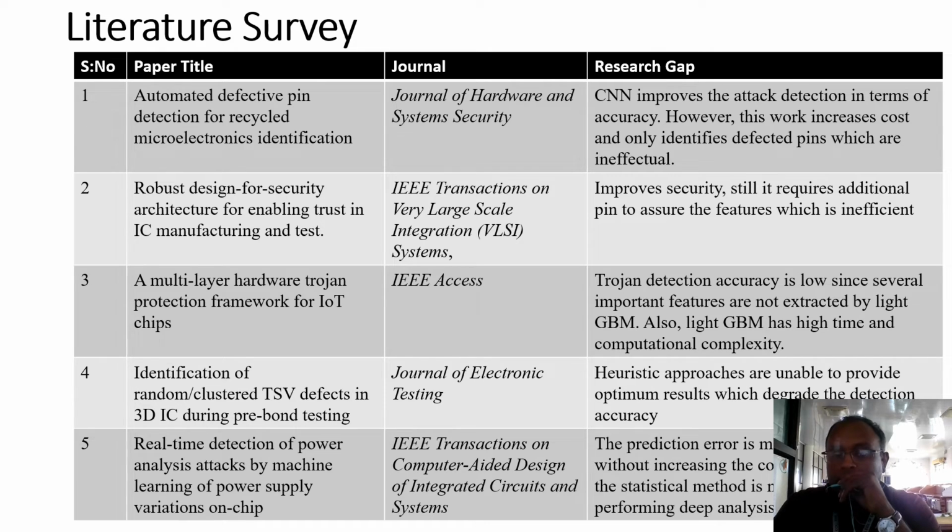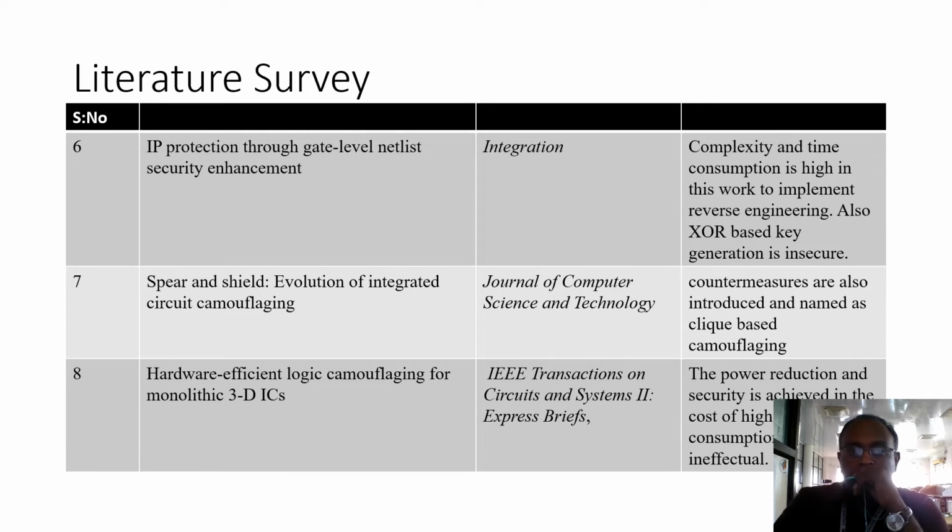And the paper titled Real-Time Detection of Power Analysis Attacks by Machine Learning of Power Supply Variations came in Transactions. Here again, prediction error is the most important thing, and it is not reduced, and the statistical method seems not to be useful for that. And the paper titled IP Protection Through Gate Level Netlist Security Enhancement, which came in Integration, has the problem that the complexity is huge, it is time consuming, and it is very difficult to reverse engineer. Also, the XOR based key generation seems to be insecure.